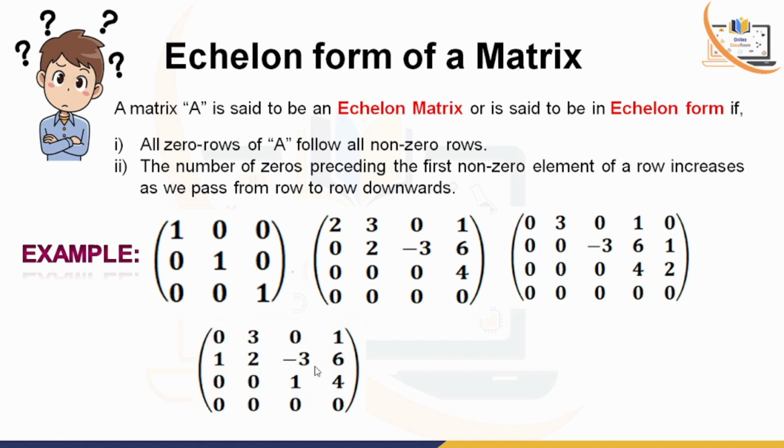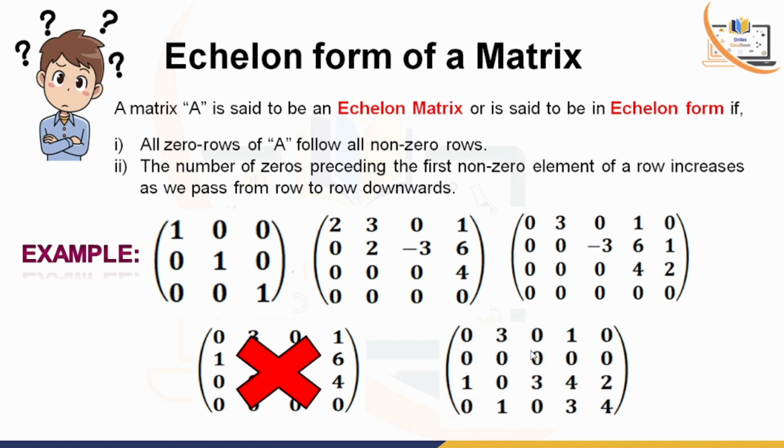Okay. But what about this particular matrix? Look, the number of leading zeros, this is 1. But here we observe 1, 2, minus 3, 6. This particular row is incorporated here. That means the pattern of increasing leading zeros breaks down in this position. That's why it is not an Echelon form. So we can't say that this is the Echelon form of a matrix.